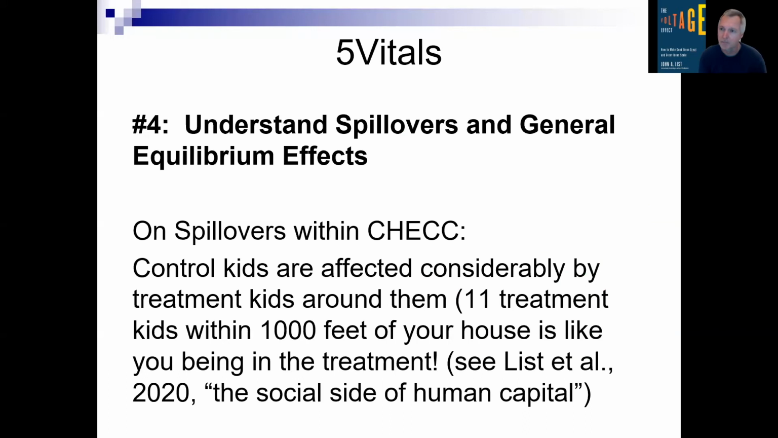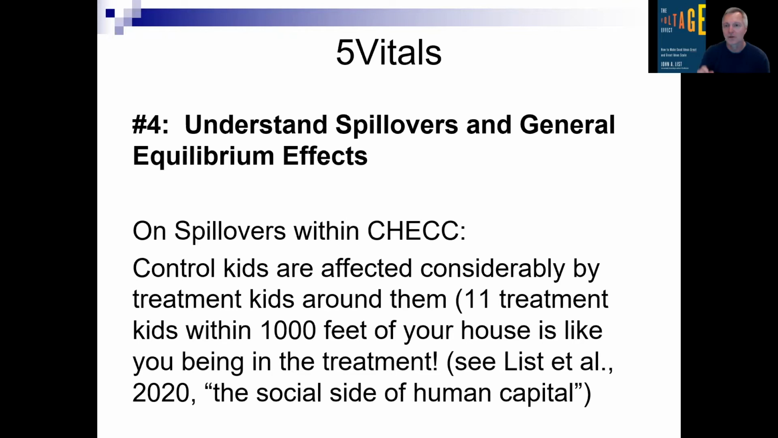Bin number four, spillovers and general equilibrium effects. Okay, so here's an example of spillovers. In our Check experiment, if you're a control kid, that means you get nothing formally from us in our experiment. If you're a control kid, but you live near other treatment kids, if you live near enough of them, it was actually like you were treated. And the spillovers worked through the kids and through the parents. Okay, so that's an incredible result that we need to understand.